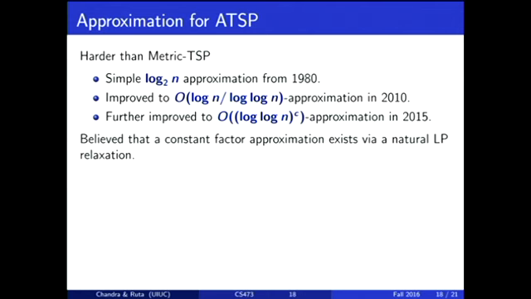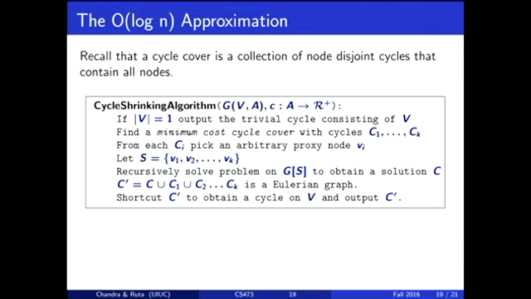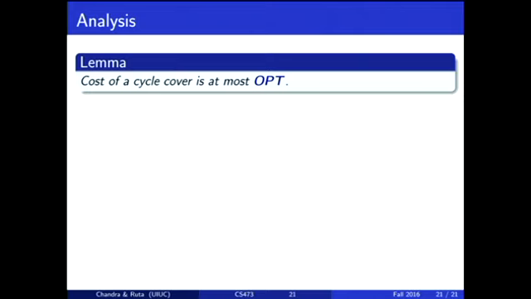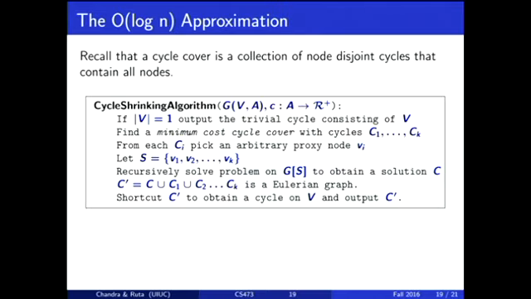Okay, so let me just quickly tell you how they got this log n approximation, and it uses some of the ideas that we've already seen. It's very simple. Instead of that, I'll show you a picture. What is a cycle cover? You've seen it in homework. I give you a directed graph. What is a cycle cover? It's a collection of cycles that partitions the vertex set. Remember that?